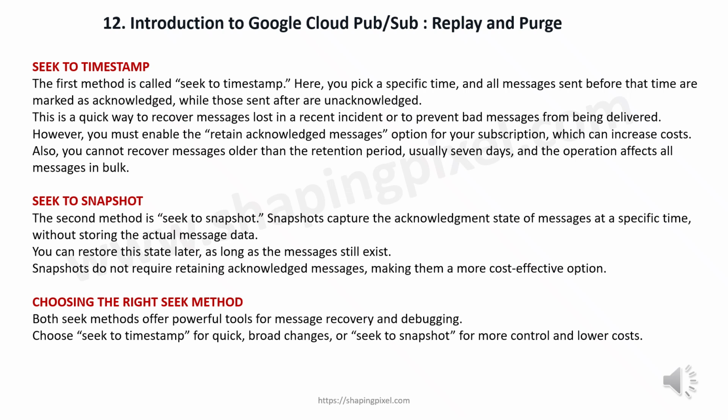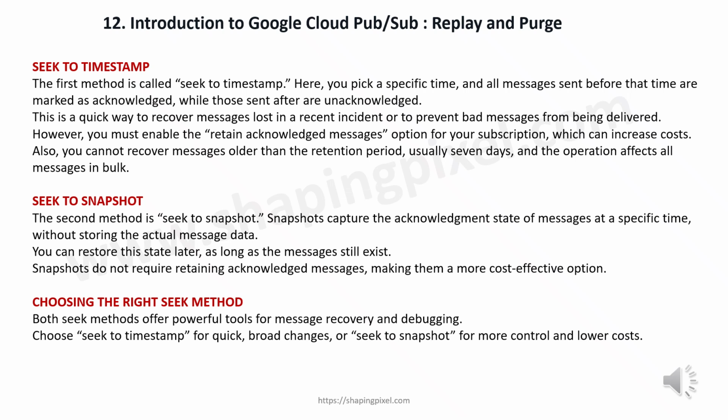Here, you pick a specific time, and all messages sent before that time are marked as acknowledged, while those sent after are unacknowledged. This is a quick way to recover messages lost in a recent incident, or to prevent bad messages from being delivered. However, you must enable the Retain Acknowledged Messages option for your subscription, which can increase costs. Also, you cannot recover messages older than the retention period, usually 7 days, and the operation affects all messages in bulk. The second method is Seek to Snapshot.